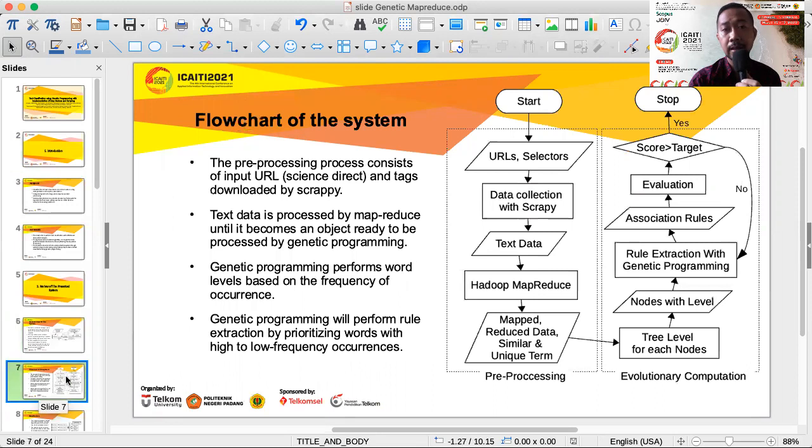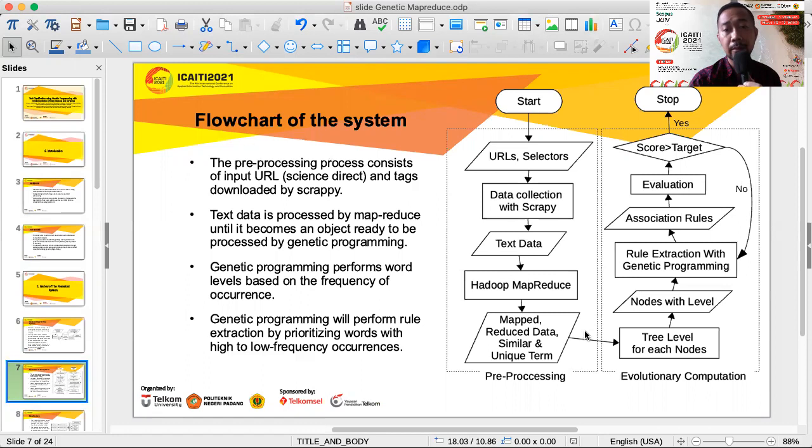Next part is the flowchart of the system, also shown on the right side. The pre-processing consists of input URLs, which come from Science Direct, and text download by Scrapy. Text data is processed by MapReduce until it becomes an object ready to be processed by genetic programming.